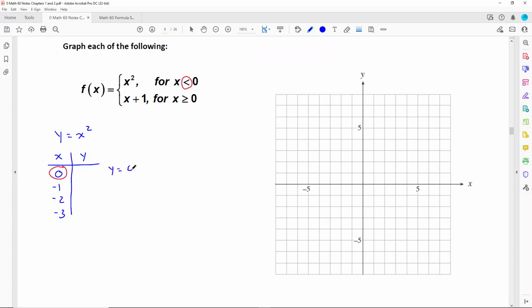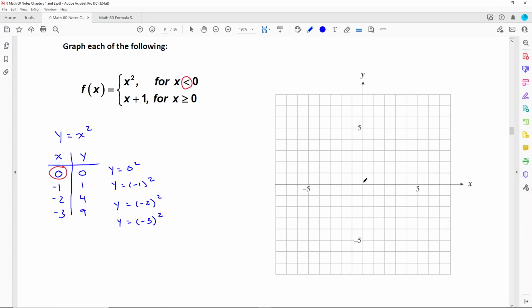So when x is 0, y is 0. When x is negative 1, y is 1. When x is negative 2, y is 4. And when x is negative 3, y is 9. Okay, so I'm going to plot these points.